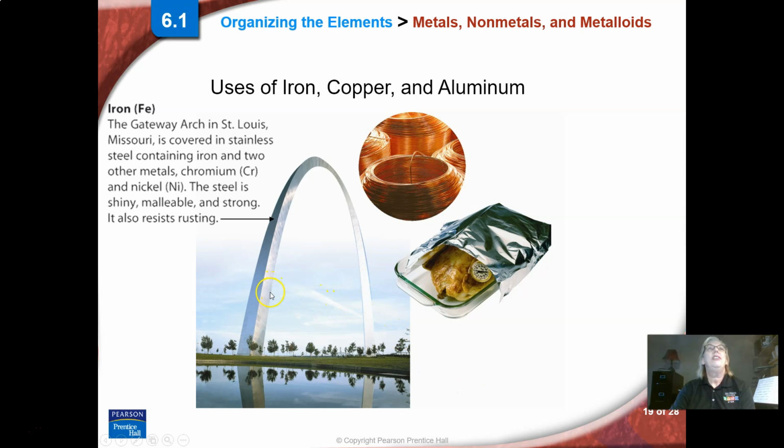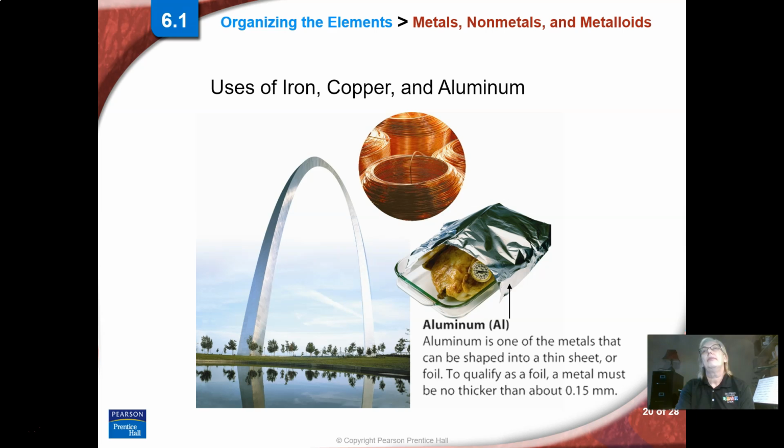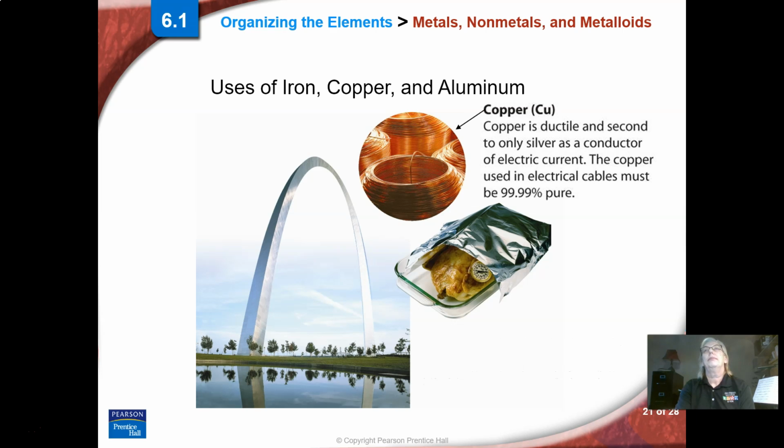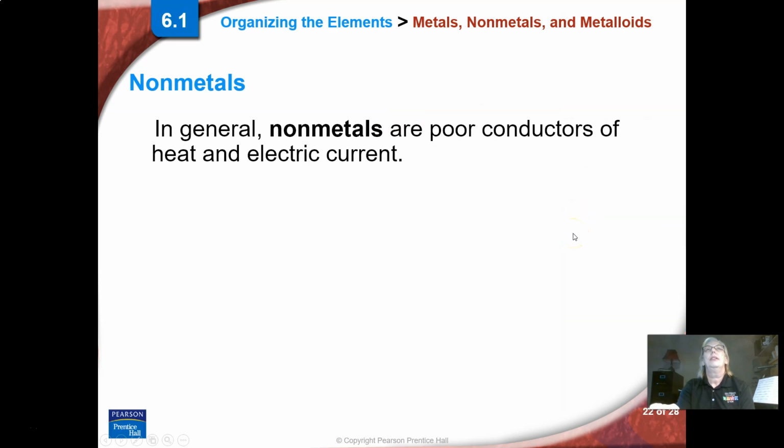So here's some uses of different things. The Gateway Arch in St. Louis is iron. Got some copper, aluminum. You know what metals look like. So we use this for all of our electrical copper.